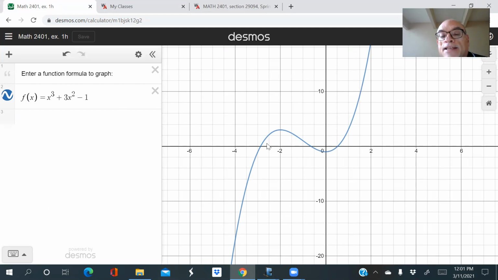And what did we say? The tangent line is going to be horizontal at minus 2. There it is. See, there's a turning point, right? And the tangent line is also going to be horizontal at x equals 0, because that's what we found, right? There it is. You have a horizontal tangent line.